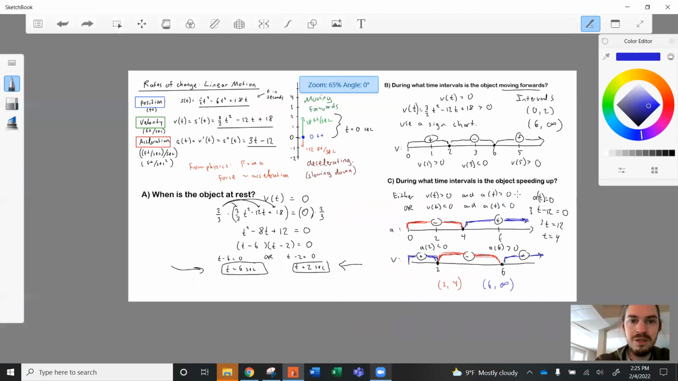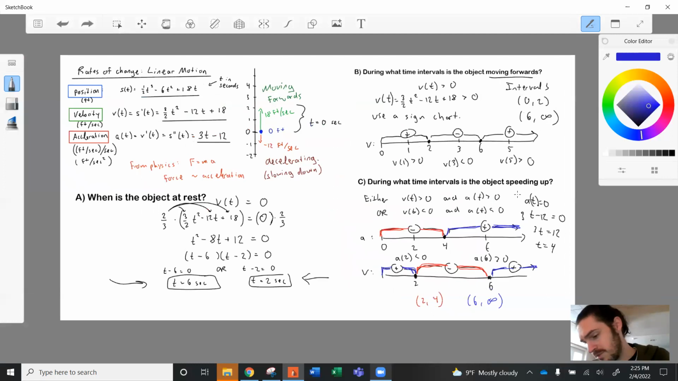Okay, so that is how you can solve some problems like this more analytically, using sign charts and by solving equations to find zeros of functions.